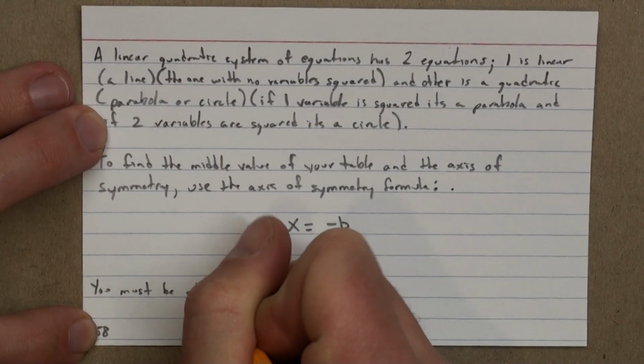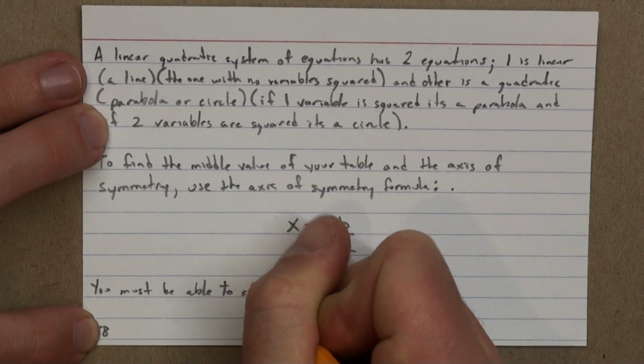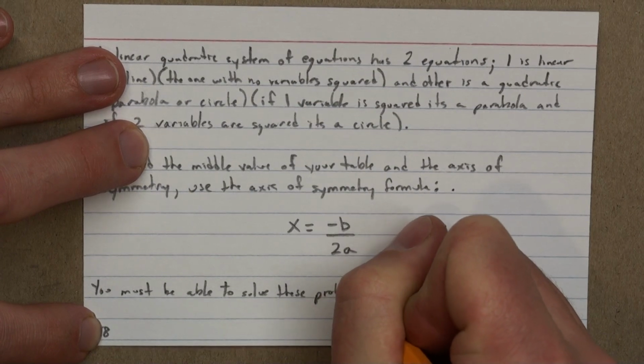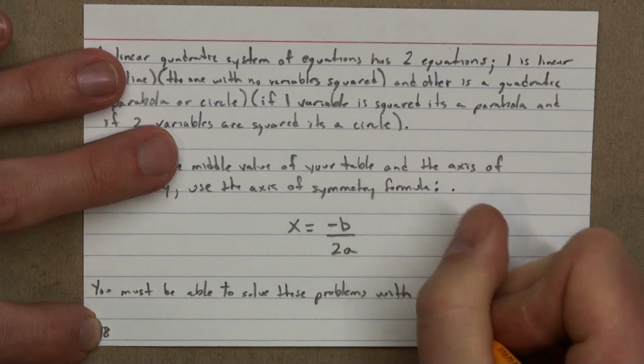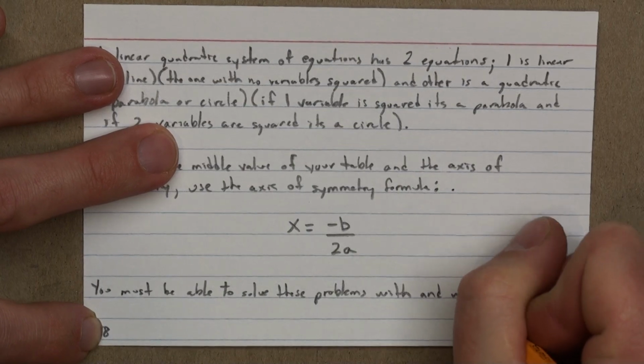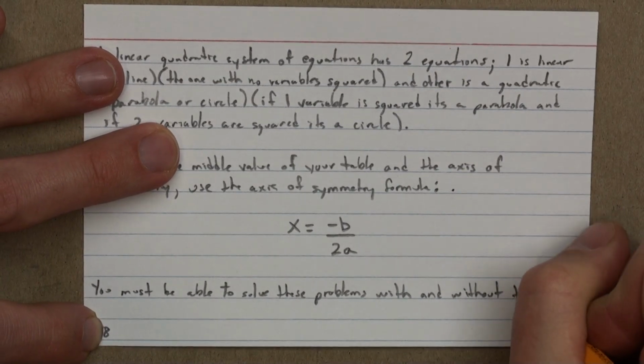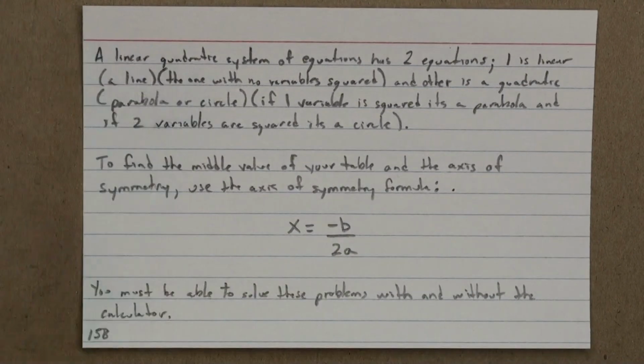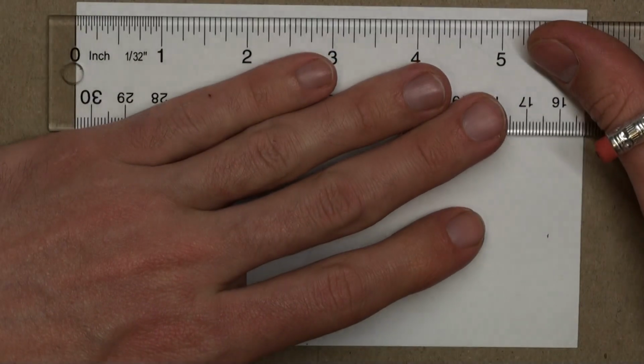You must be able to solve these problems with and without the calculator. Okay? And there are really, let me think, there are really 6 possibilities that you could have. Alright? So let's draw those 6 possibilities.